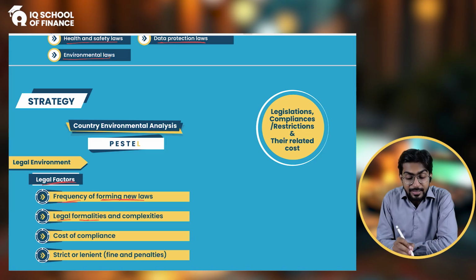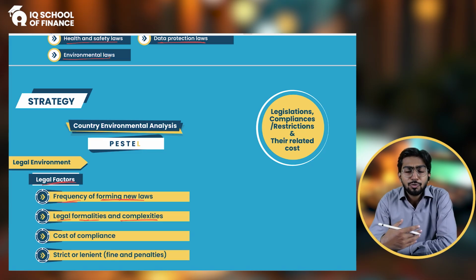The legal formalities and complexities mean that whatever you need to do legally, you have to go through long processes and many approvals. You have to stand in lines for hours. You have to take the approvals of many people, and then you have to give grease money, bribery as well, to do this thing legally.